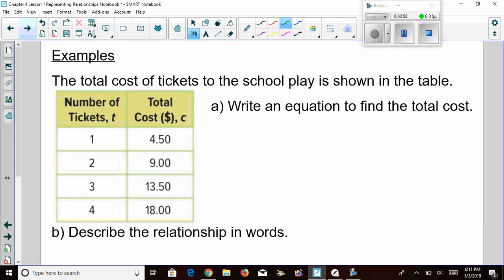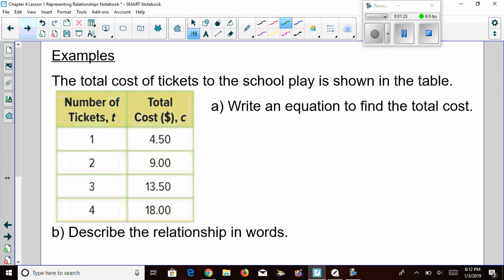Let's look at just an example of representing relationships. Here's a table. Can I turn it into an equation? How can I describe it in words? And then how can I use it to further progress and extend our thinking?